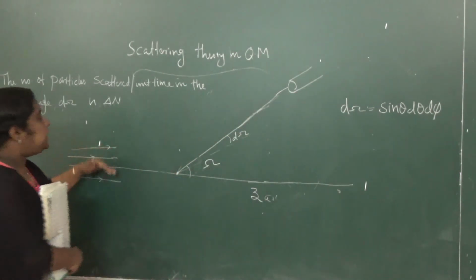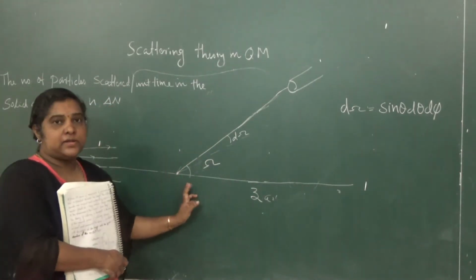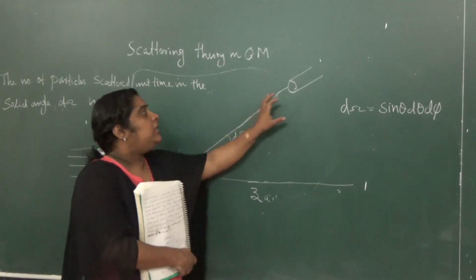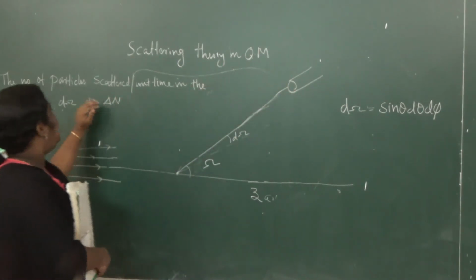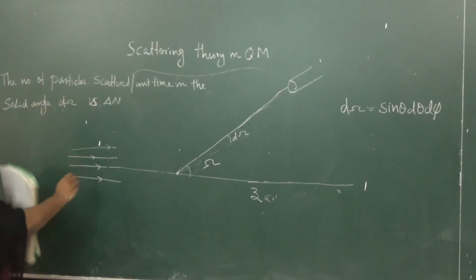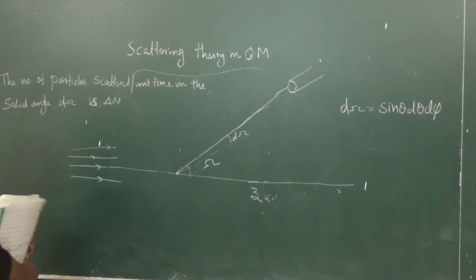So there are many incident particles. They are scattered by the scattering center. If you take a small d omega solid angle, then you will have delta n, the number of particles scattered per unit time in the d omega solid angle.